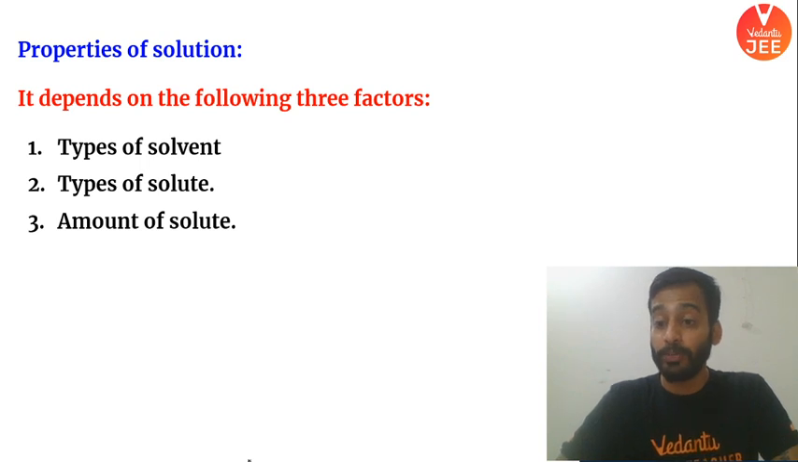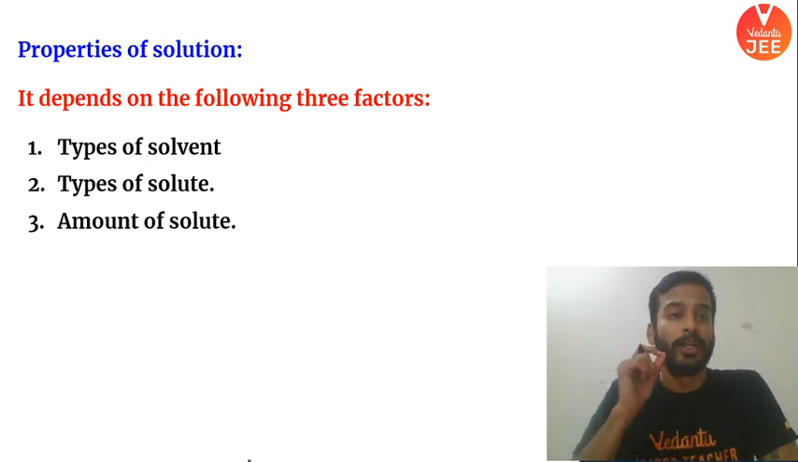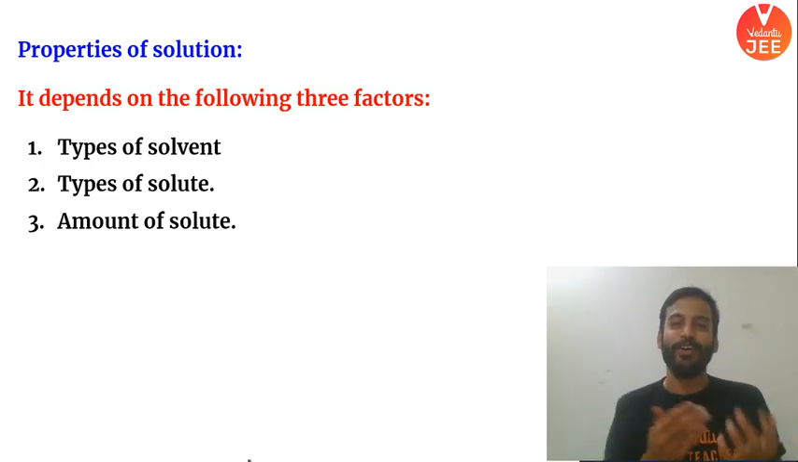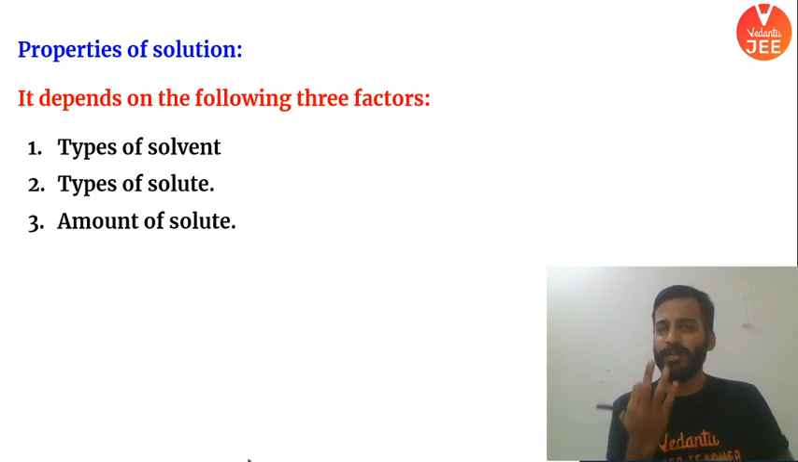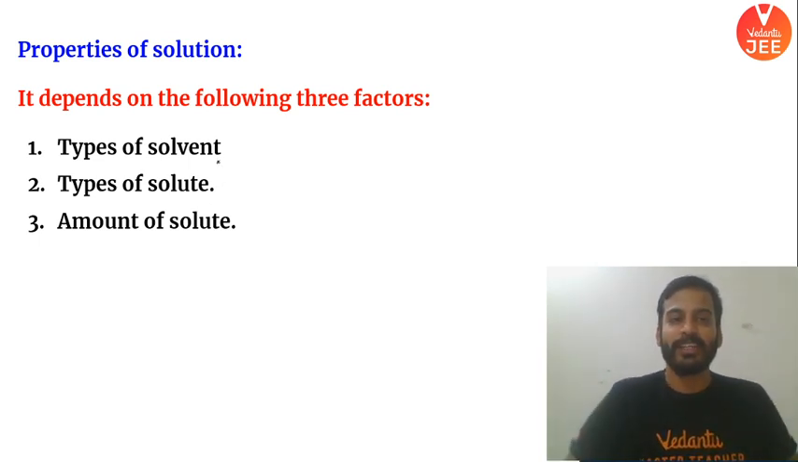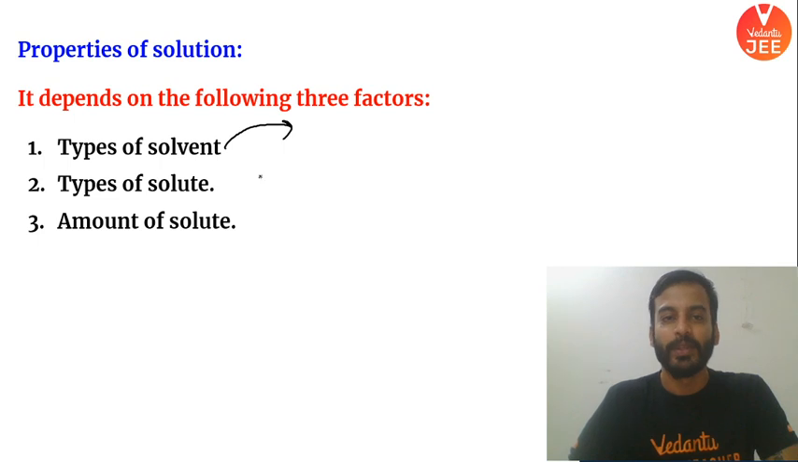Now pay full attention, boys and girls, pay full attention. Types of solution, it depends upon three properties. Properties of solution depends upon three things: type of solvent, type of solute, amount of solute. First thing, let's discuss type of solvent. Properties of your solution depends upon three factors.